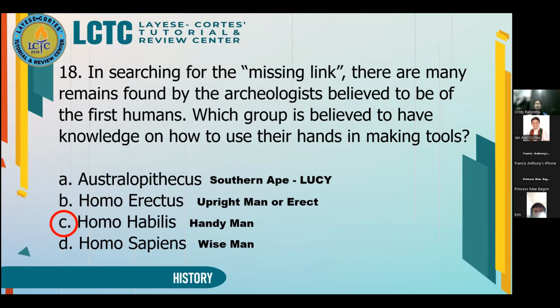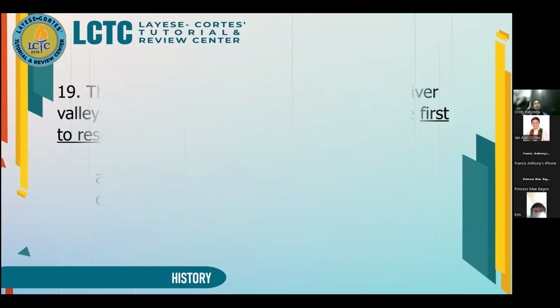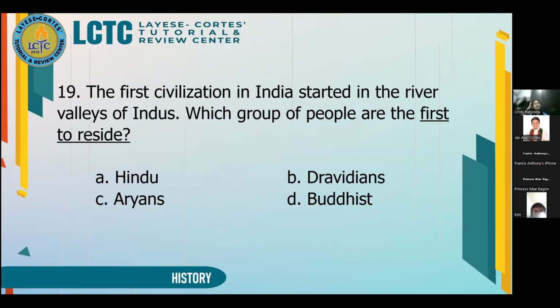Okay. So that's it. Then 19. History: the first civilization in India started in the river valleys of Indus. Which group of people were the first to reside there in the river valleys of Indus? Is it A, Hindu, B, Dravidians, C, Aryans, or D, Buddhists?